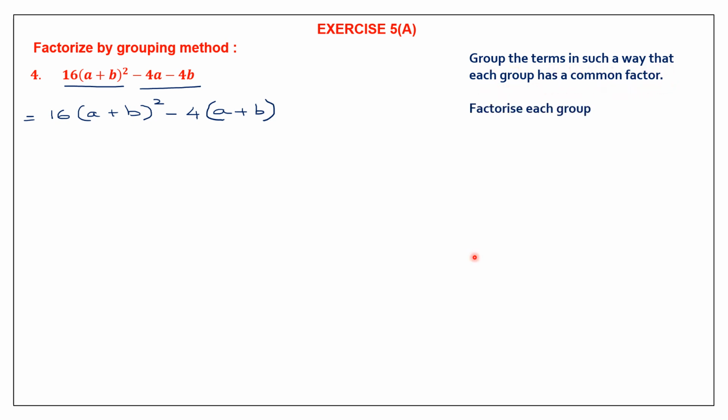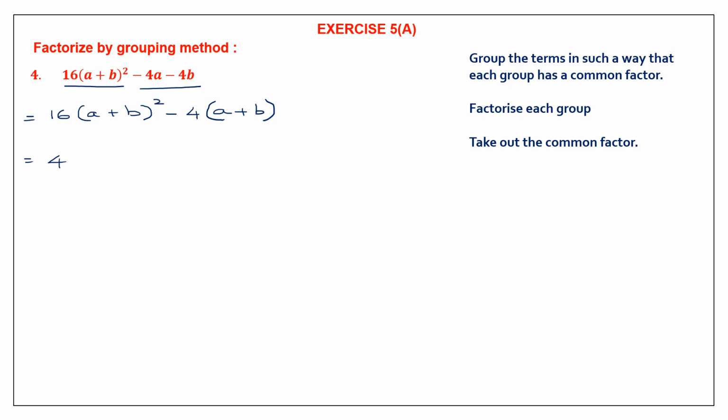Then the next step is we have to factorize each group and take out the common factor. So we're going to factorize each group here. So here, look at these two terms. Now they have become two terms. We're going to take out the common factor. So here we have 4, here we have 16. Now we can say put 4 here, isn't it? Because 4 is common to both. So we can write 4.